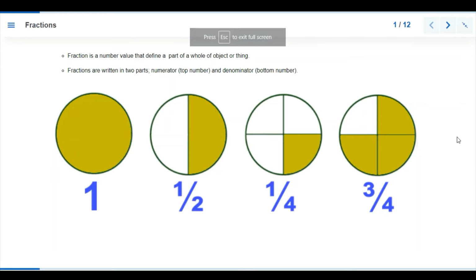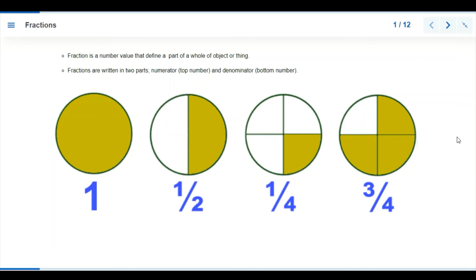Hello everyone. Again, we are going to be looking at another topic, which is fraction. We have some other subtopics under this topic, so we are going to be picking them one after the other. This is the first slide on the fraction, and we're going to be studying this slide and explaining it together.